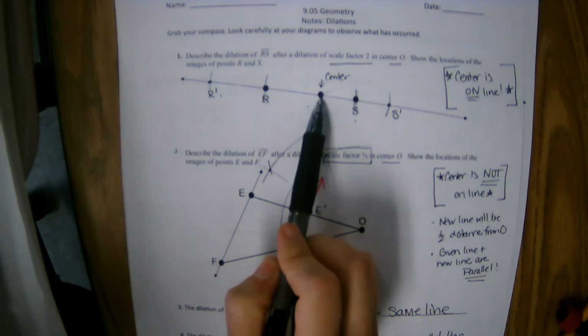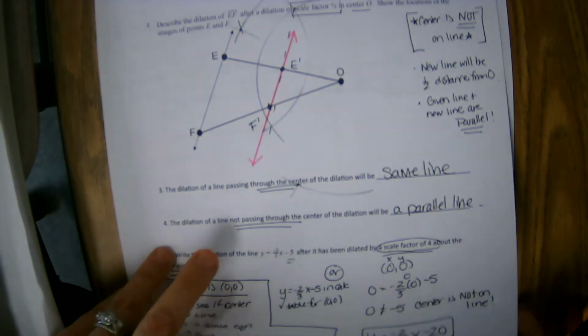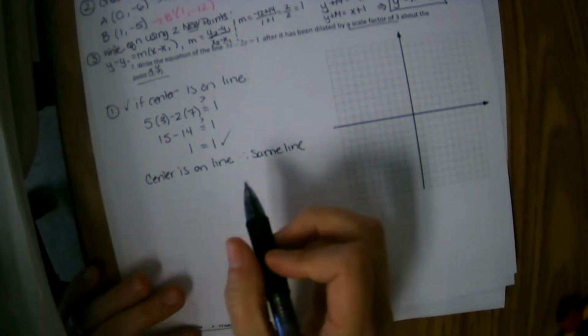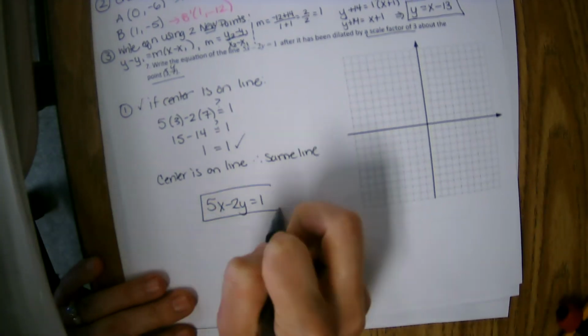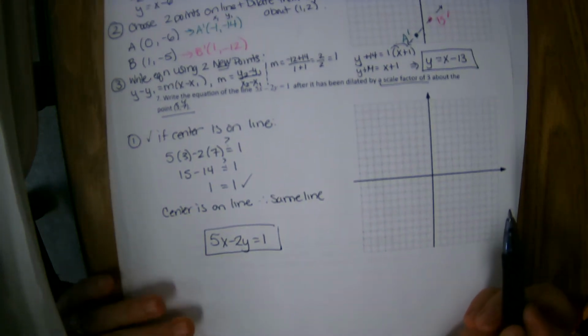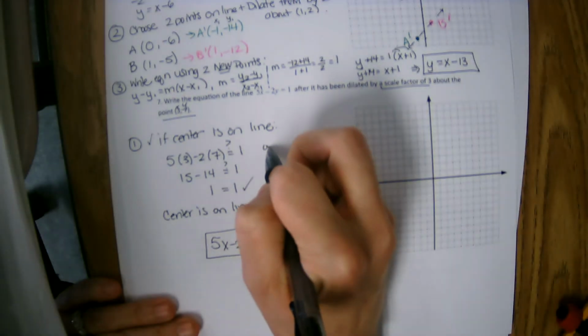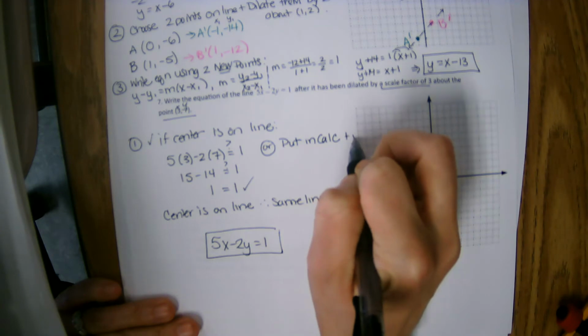So I want you to keep going back to these 1 and 2 from the first page. So if the center is on the line, it's the same line. So use the same equation. If it's off the line, you get a parallel line. That one's harder to do. So here, it's the same line. So our equation is just 5x minus 2y equals 1. I took it right from the original. Okay, again, you also could put this in the calculator and check the table.